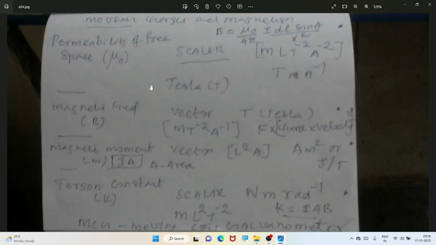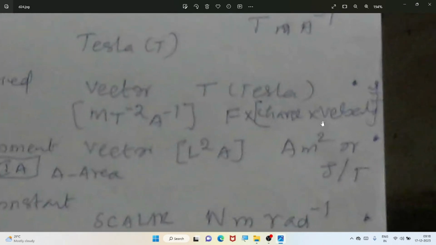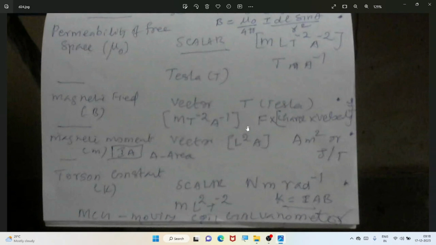Permeability of the free space. So this mu naught is the permeability of the free space. So you can find out using the magnetic field, distance, current and length. So you take mu naught on one side, then you take out the other side, then you can find out the formula. Scalar magnetic field, force per charge into velocity, force into charge into velocity whole power minus 1. Force MLT power minus 2, charge is AT, velocity LT minus 1.